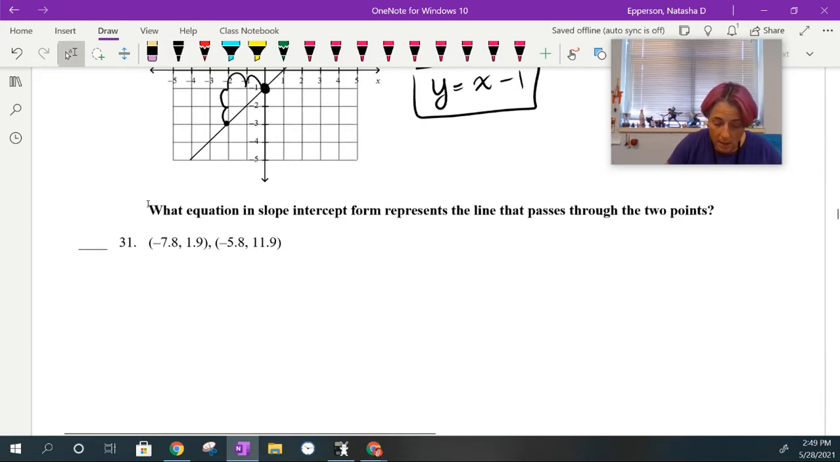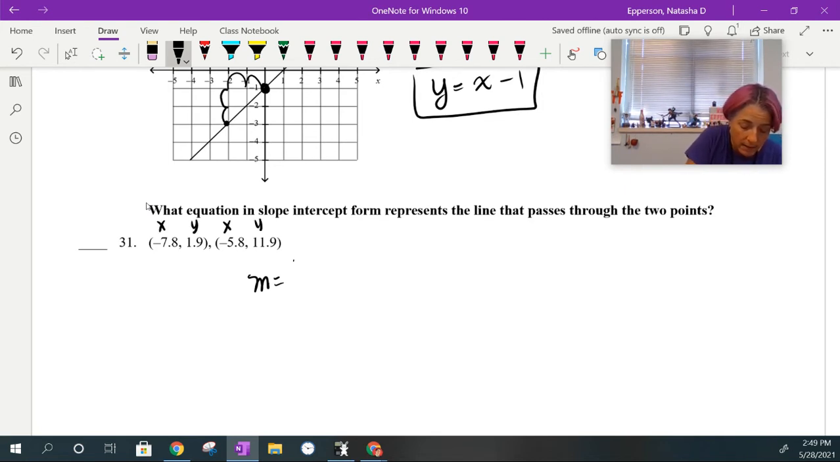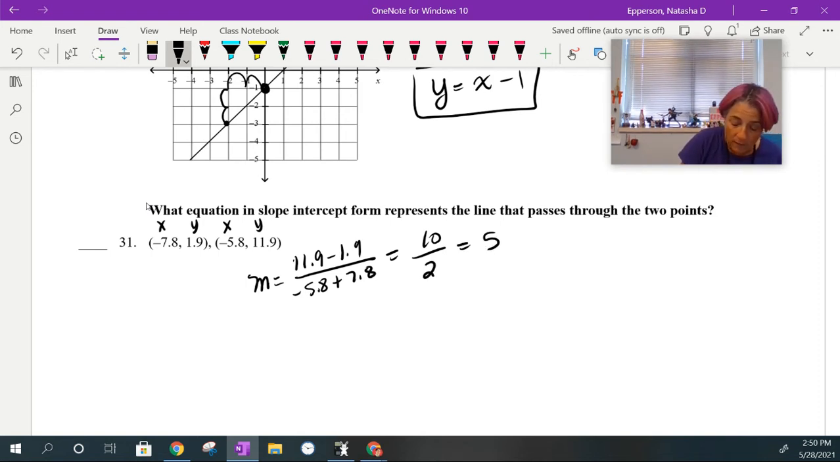Number 31, we want to write the equation of the line in slope-intercept form that passes through these two given points. So I need to find my slope. So this is x, this is y, this is x, this is y. So I'm going to say 11.9 minus 1.9 over -5.8 plus 7.8. 11.9 minus 1.9 gives me 10. -5.8 plus 7.8 gives me 2. That gives me a slope of 5.